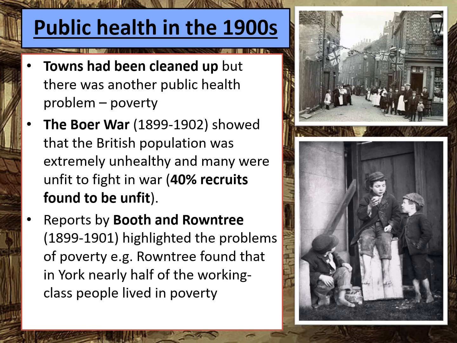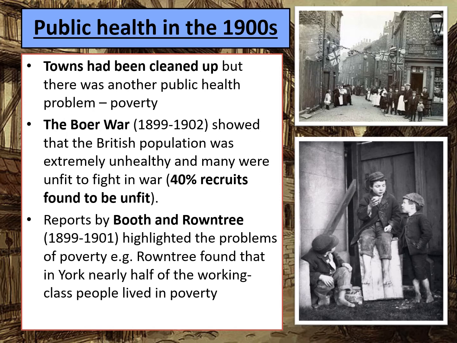Now, obviously, there had been massive progress made thanks to the Second Public Health Act passed in 1875. And towns at this point generally had cleaned up. But there was another problem with public health now, and that is the problem of poverty, which hadn't been dealt with by things like the 1875 Second Public Health Act. Now, the government didn't realise how bad this was until we had things like the Boer War, and that was taking place between 1899 and 1902.